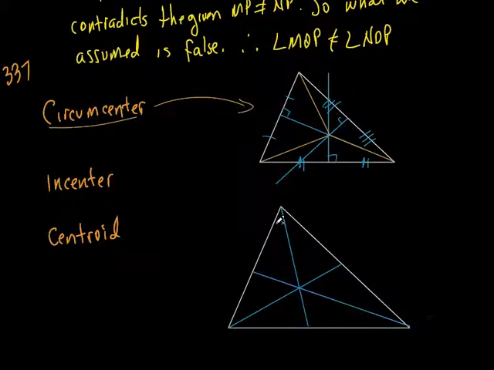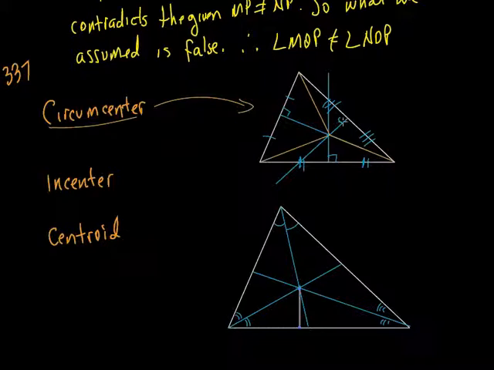And how did I do that? I bisected the angles, right? Those two angles were equal, these two are equal, and these two are equal down here. So what point did I just find right here? That's the incenter. Now, what's true about the incenter? If I went from here down, perpendicular, it's equidistant from the sides of the triangle.